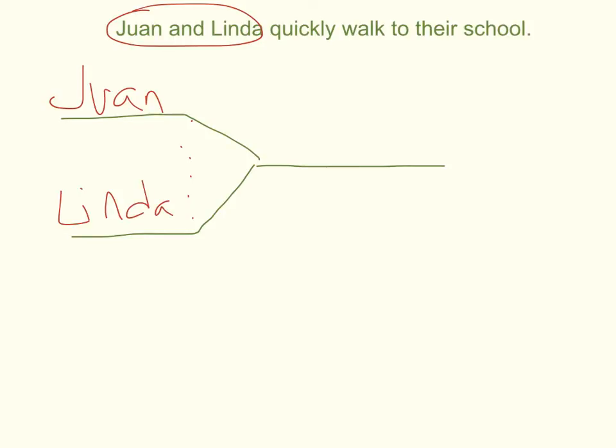Notice where the conjunction goes. The conjunction goes along this dotted line, and I'll use a different color, A, N, D. Anywhere on that dotted line is just fine. So we've taken care of our subject. We're on to our verb. What is the verb in this sentence? If you identified walk, you are correct.